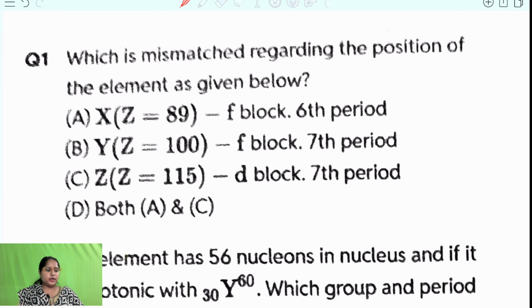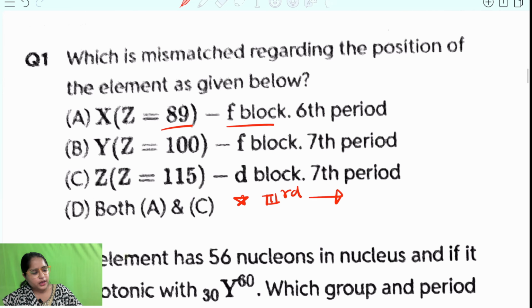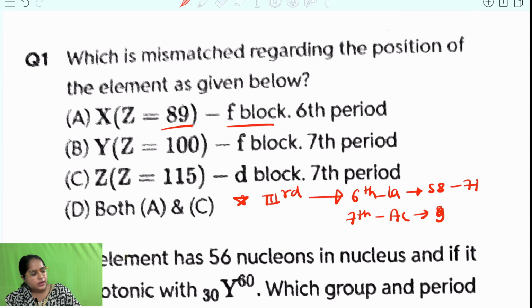Now let us see our DPP number 2: which is a mismatch regarding the position of the element as given below. Z equal to 89, f block. You should remember the range of the f block. Those who don't know, please write down. The f block always belongs to the third group. In this third group we have the sixth period and seventh period. The sixth period is the lanthanide series, the seventh period is the actinide series. For the lanthanide series the range is 58 to 71, and for the actinide series the range is 90 to 103.